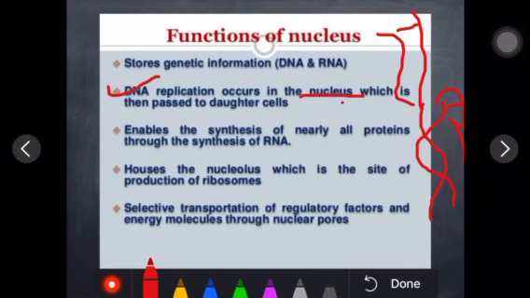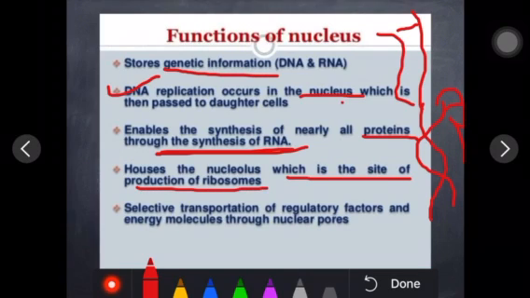Now they enable the synthesis of nearly all proteins, through the synthesis of RNA. It means they are synthesizing protein as well, through the synthesis of RNA. First RNA is formed, and then it forms protein. This protein is also helping in collecting genetic information. The nucleus houses the nucleolus, which is the site of production of ribosomes.